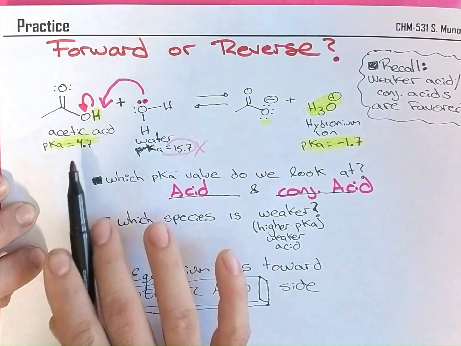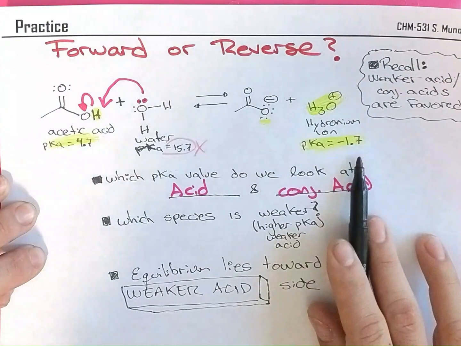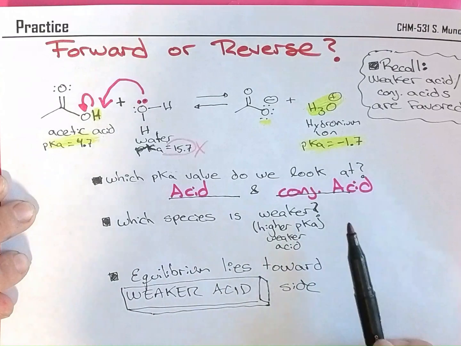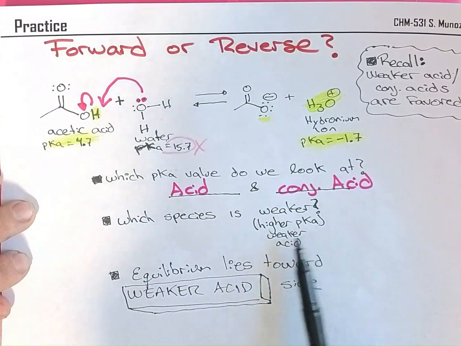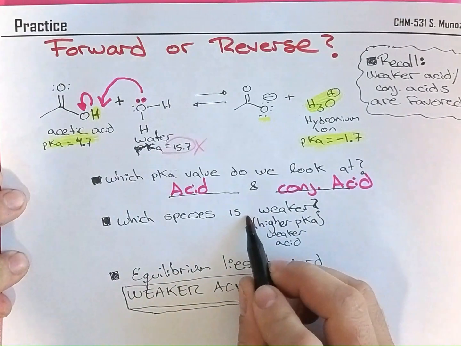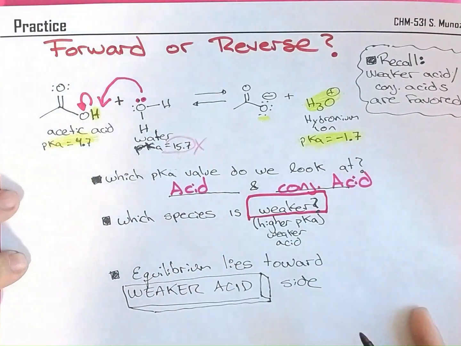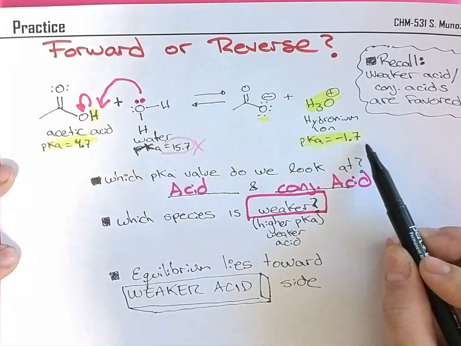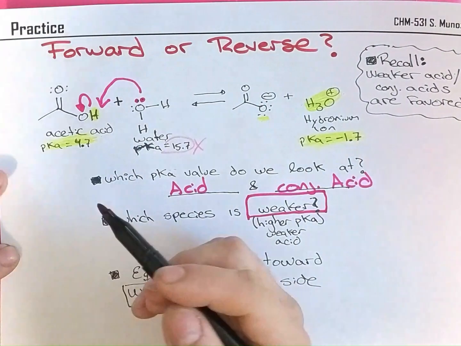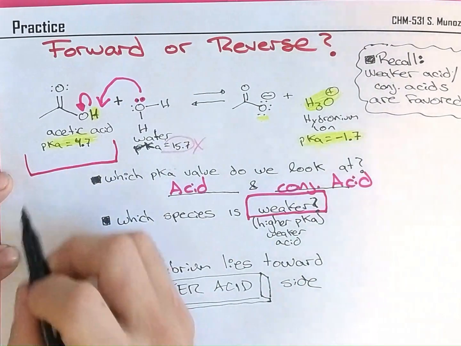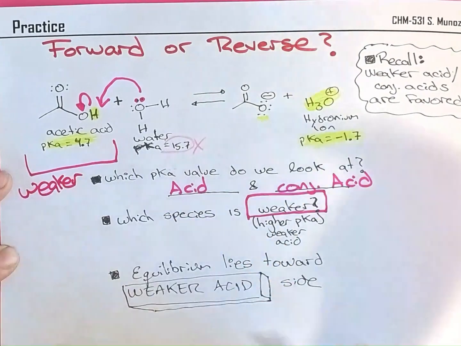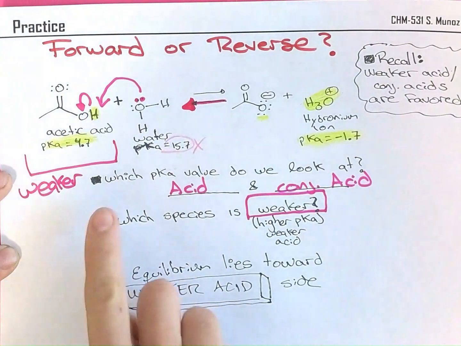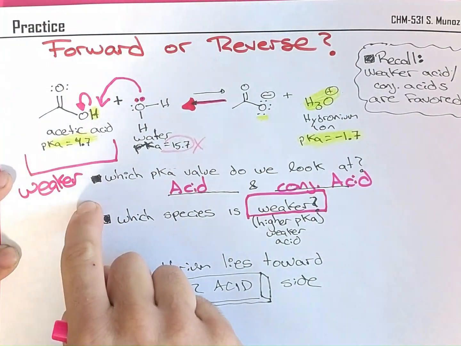Now, once we've identified the acid and the conjugate acid, we need to know which of the two acids is weaker. In other words, which one has the higher pKa, because we know that the equilibrium is going to favor the weaker acid. In this particular case, we're comparing negative 1.7, very acidic, versus positive 4.7. So this is the weaker acid, and therefore the equilibrium is going to be favored as drawn to the left, or toward the reactants.